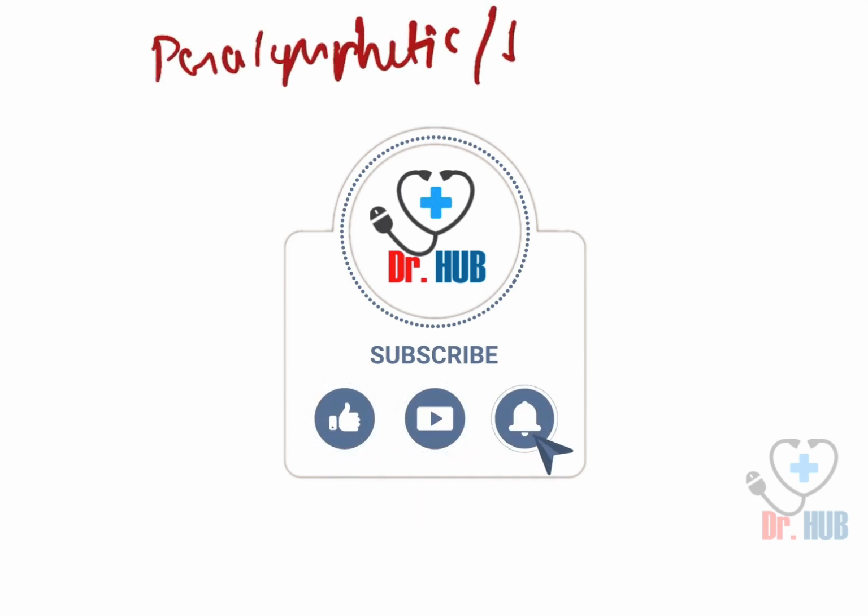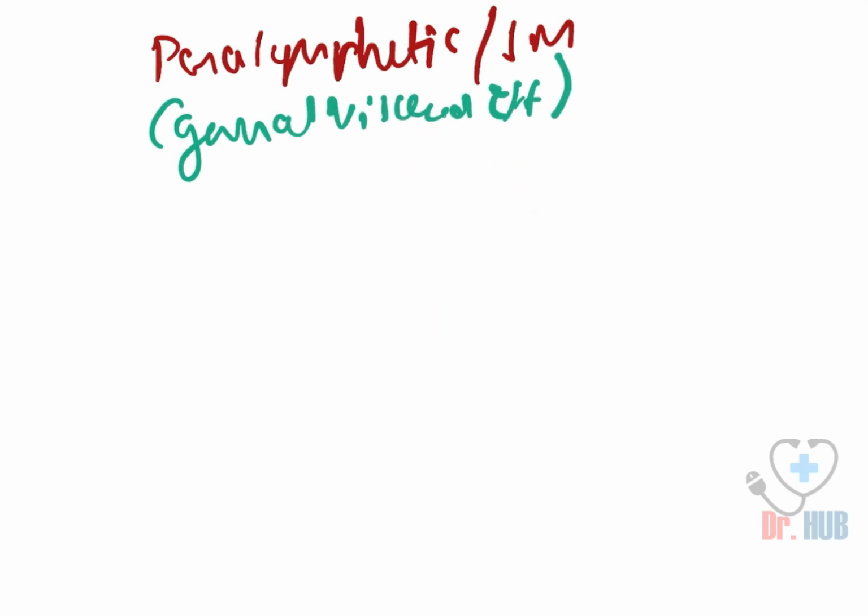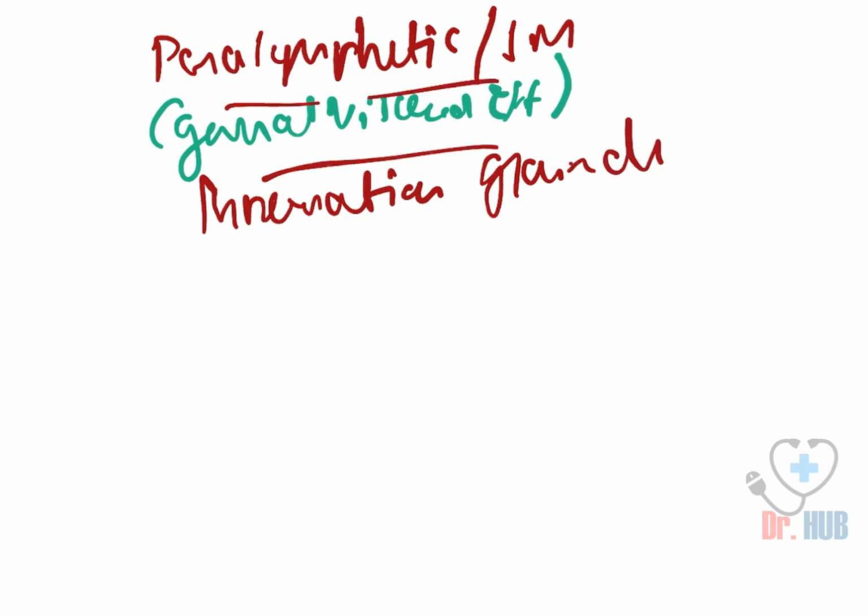Parasympathetic as well as the secretomotor, that is a general visceral efferent innervation of the glands. So the parasympathetic secretomotor innervation of the glands. This is the topic we are going to see.